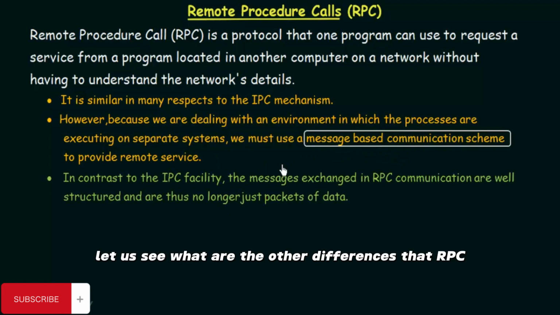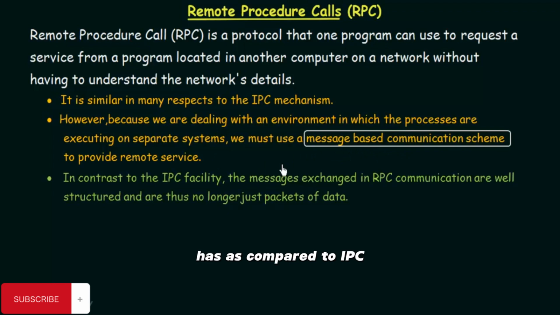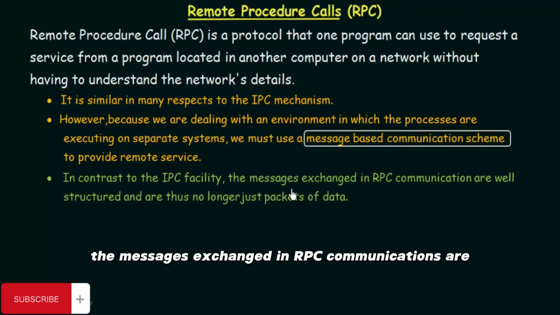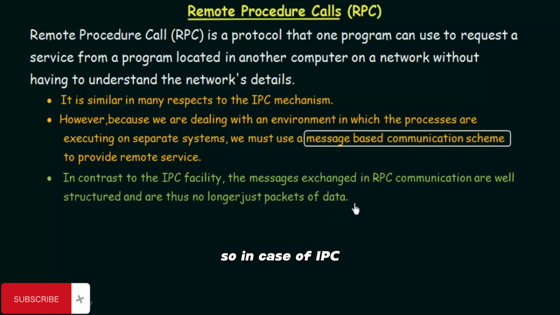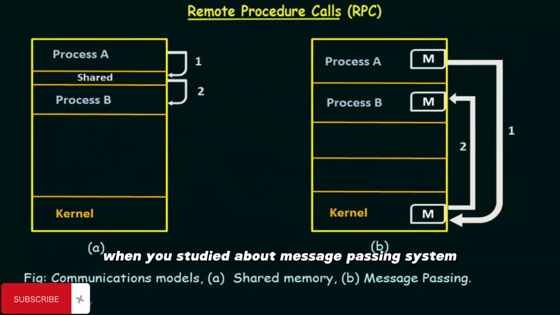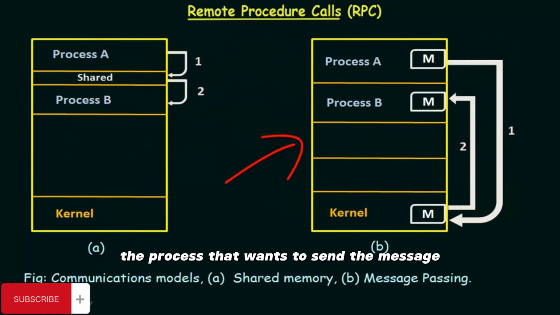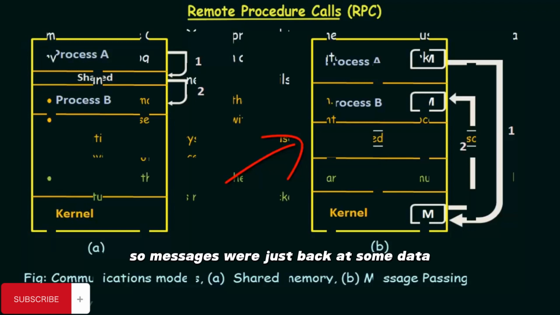Moving on, let us see what other differences RPC has as compared to IPC. In contrast to the IPC facility, the messages exchanged in RPC communications are well structured and are thus no longer just packets of data. In case of IPC, whenever we used message passing systems, those messages were just packets of data and nothing else. If you remember, when we studied the message passing system, the process that wants to send the message just sends that message as a packet to the kernel, and from the kernel, it goes to the process for which that message was intended. So messages were just packets of some data.